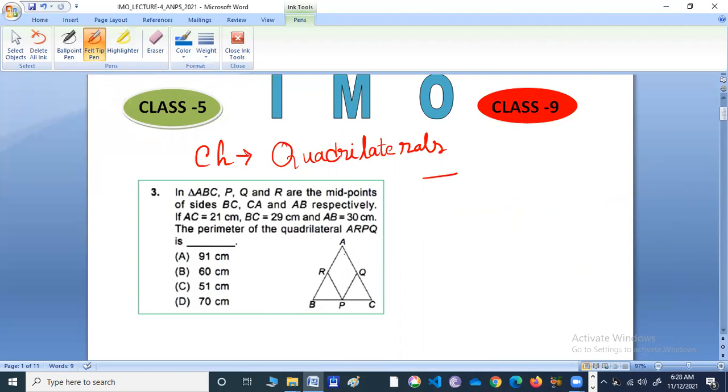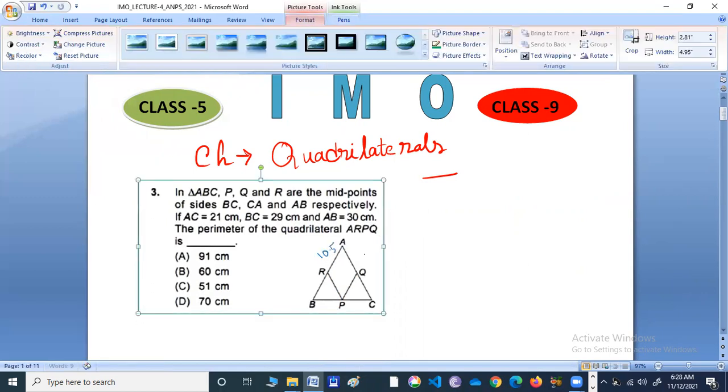AC is equal to 21, so this is therefore 10.5. BC is equal to 29, so each of them will be 14.5. And AB is equal to, sorry, AB is 30. So this is 15, and the other two are 10.5 each.